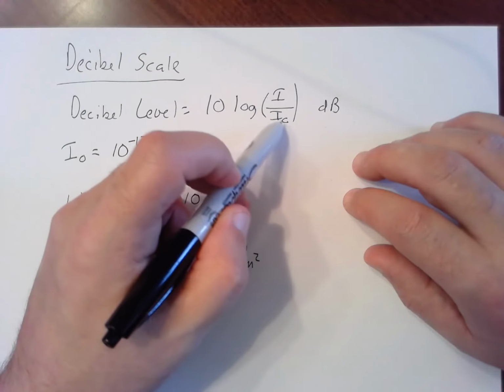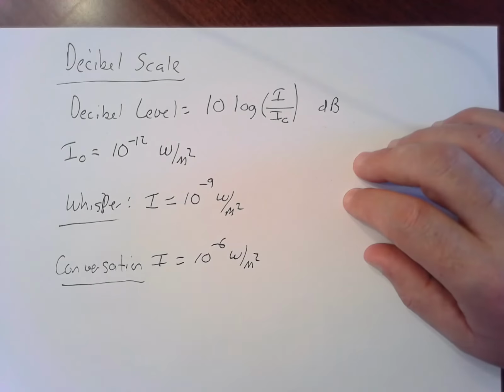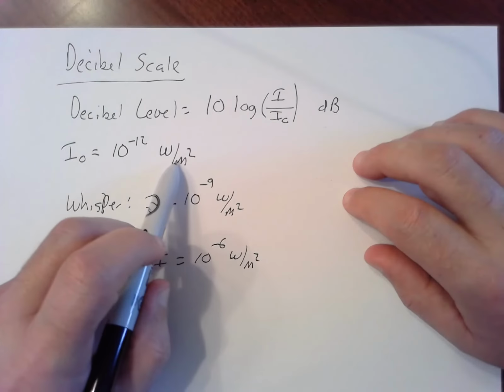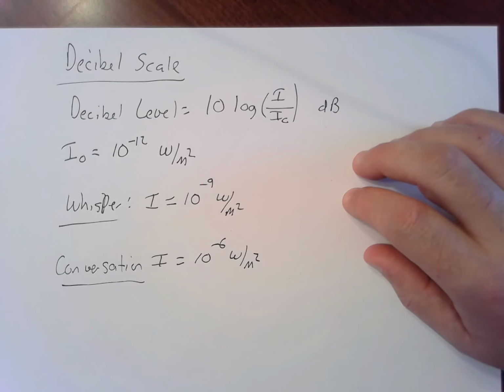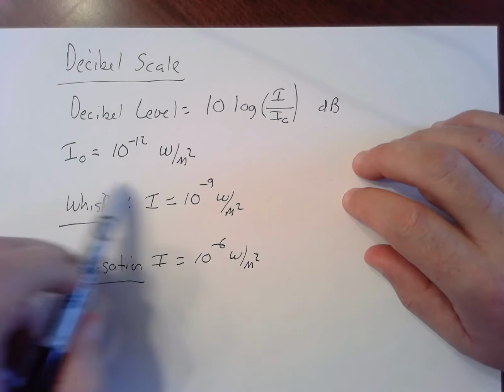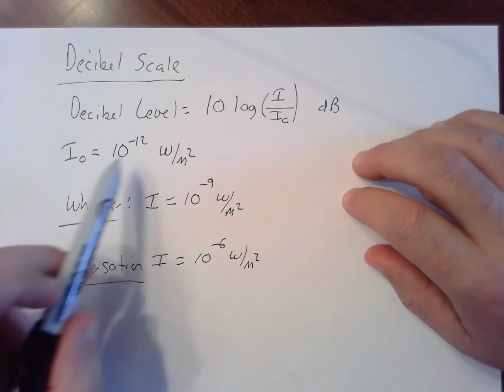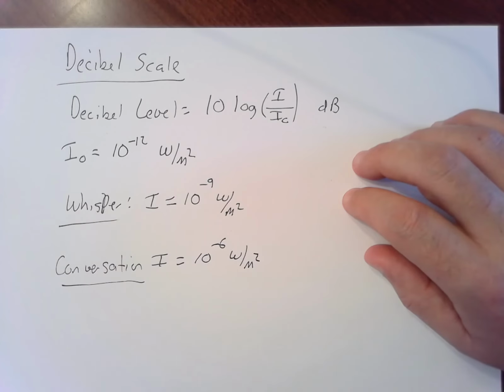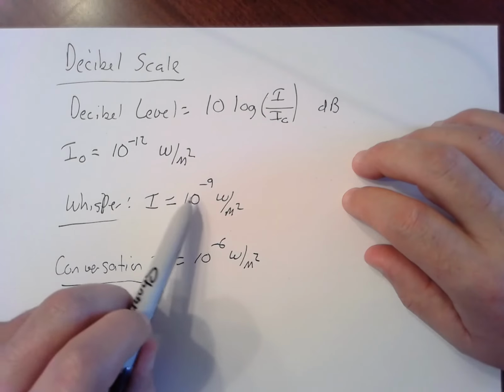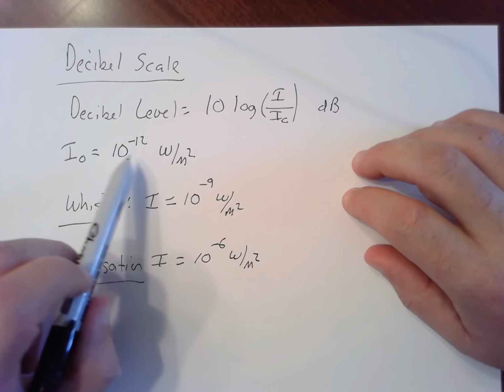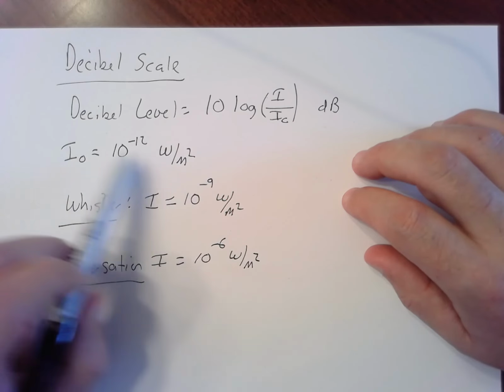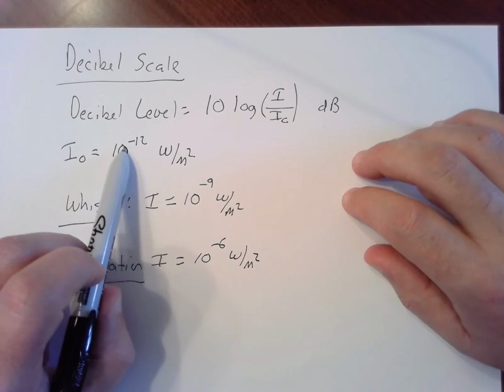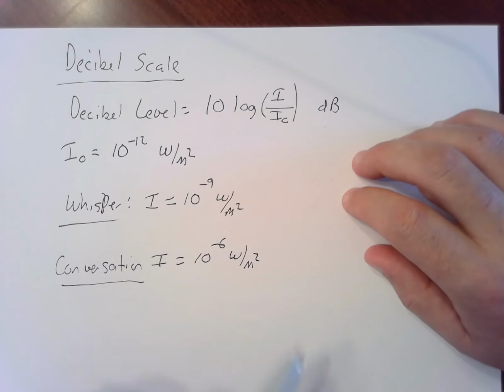This reference intensity, I0, is 10 to the negative 12th watts per square meter. This is about the threshold of human hearing. That's like 0 decibels is the tiniest sound that we can hear as humans. Okay, a whisper has an intensity about 1,000 times that. This number is about 1,000 times bigger than this one. We want to figure out its decibel level.